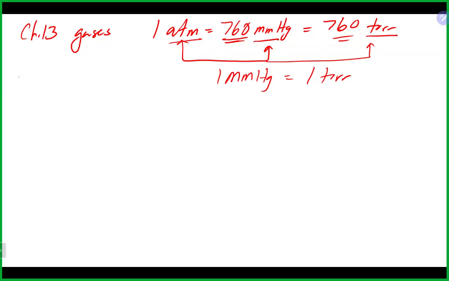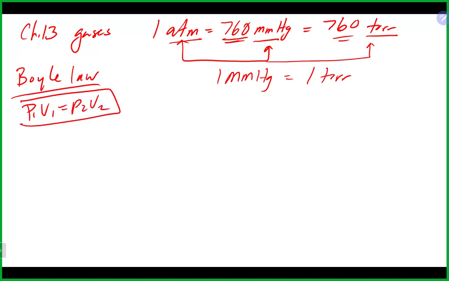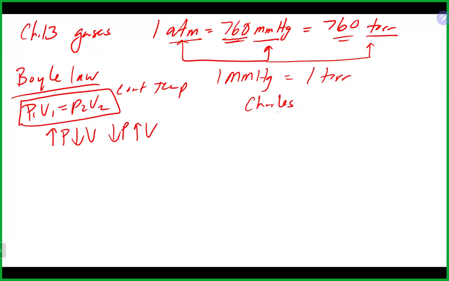We started talking about some relationships here. We talked about Boyle's law, and that was P1 V1 equals P2 V2. Remember, this is at constant temperature. And as the pressure goes up, the volume goes down, and vice versa. Pressure down, volume up.